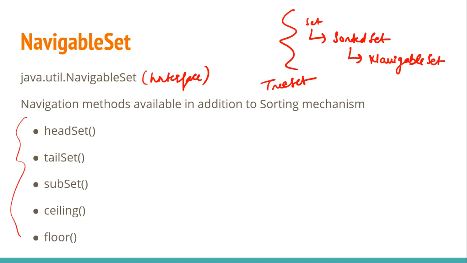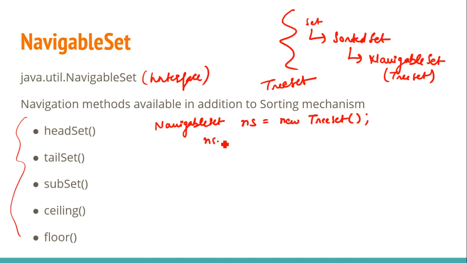Let's say we create a navigable set. Let's say ns equals new. The only implementation that is there for navigable set is TreeSet, so we say new TreeSet. Let's say we add 3 elements into it: ns.add(1), ns.add(2) and ns.add(5). Okay, we added these 3 elements.